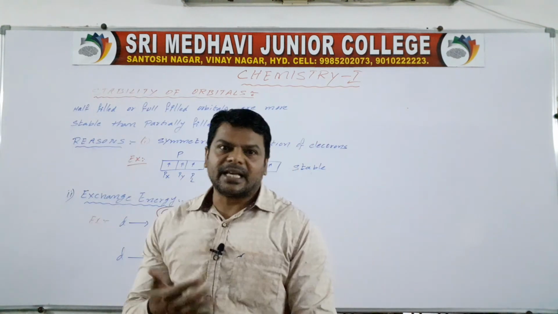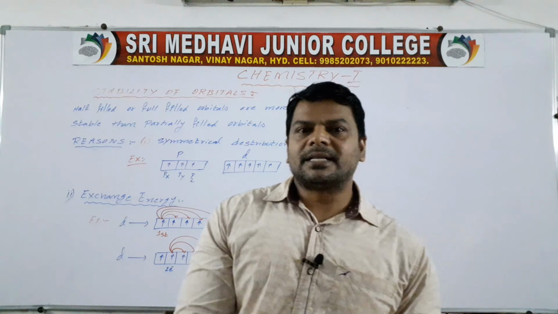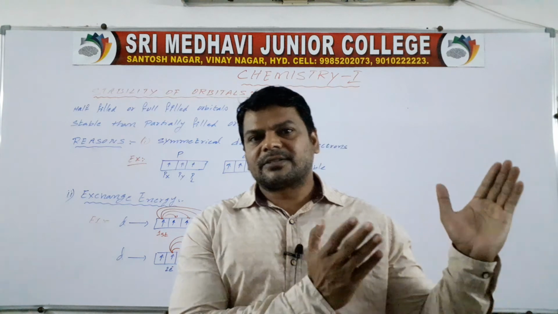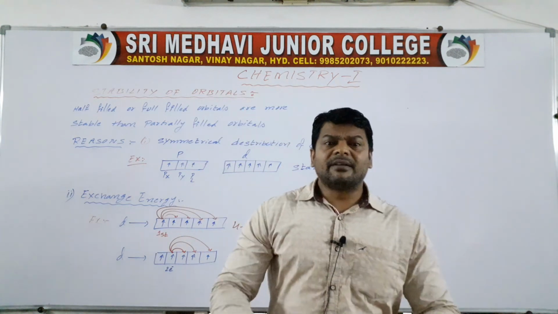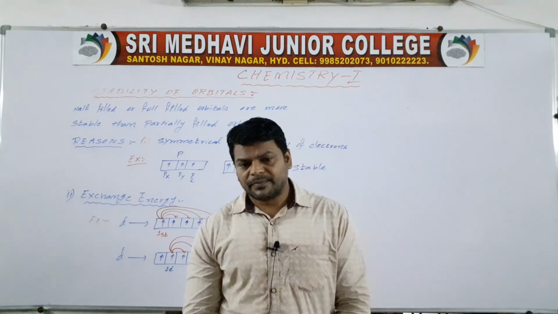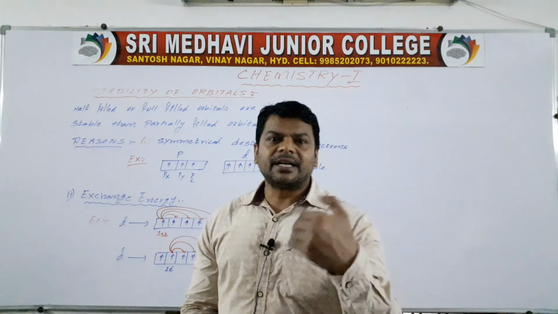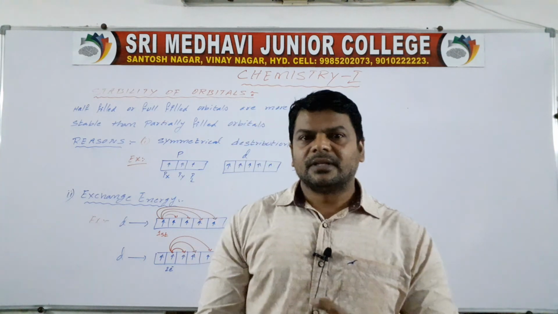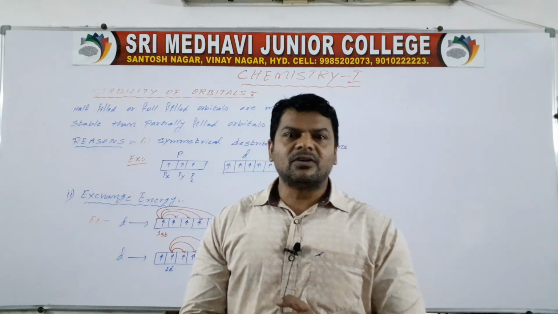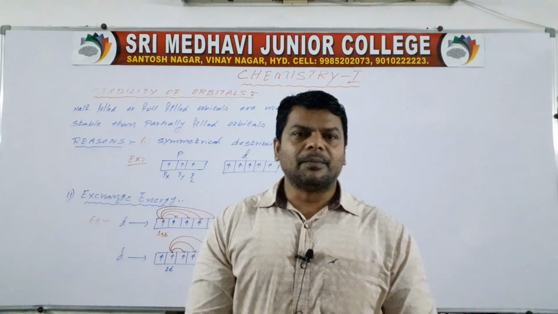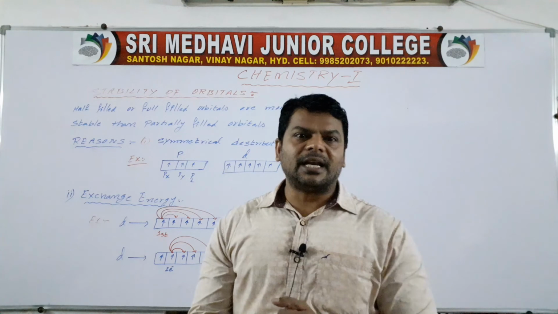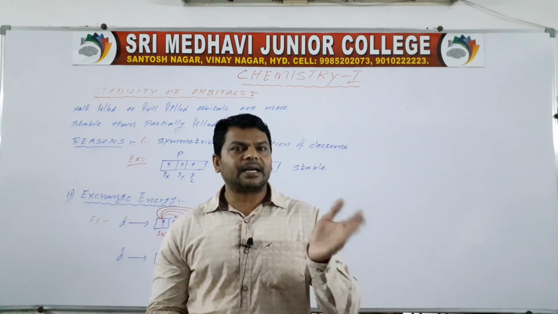What we discussed in this class: the filling of orbitals in an atom by using three principles. The first one is Aufbau principle. The second one is Pauli's exclusion principle. The third one is Hund's rule. According to Aufbau, electrons enter orbitals based on their n plus l values. Pauli's exclusion principle: no two electrons can have the same set of all four quantum numbers. Then Hund's rule: first, orbitals are filled with at least one electron, then pairing takes place in degenerate orbitals.